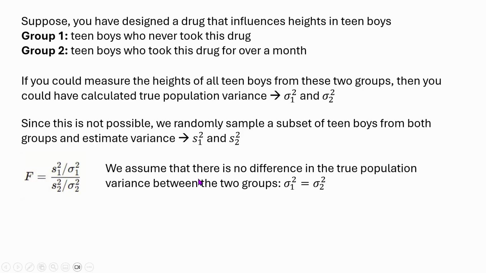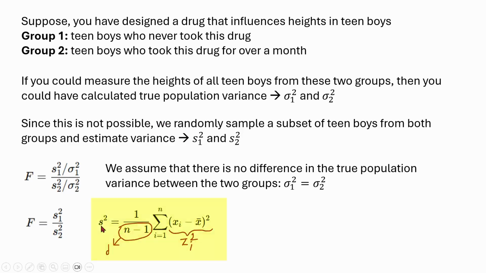Now here, we can assume that there is no difference in the true population variance because we actually don't know the true population variance because we cannot gather all those samples. That is not possible for us. So we assume that these two are equal. So f boils down to this, a ratio of sample variance, right? Sample variance of group 1 and sample variance of group 2. Now we know that S square has this formula.